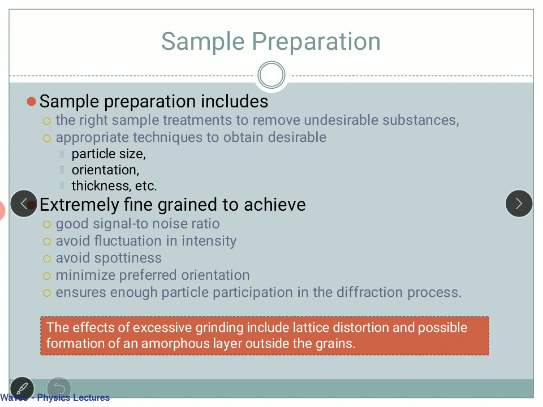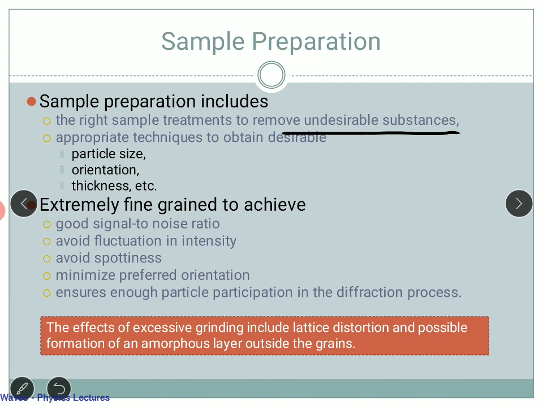So what is sample preparation? The right sample treatment basically involves removing the undesirable substances. In case your sample has moisture, you don't want that when you do your XRD, so that's an undesirable substance. You basically heat it in an oven, and after that you can take your readings in the XRD machine.